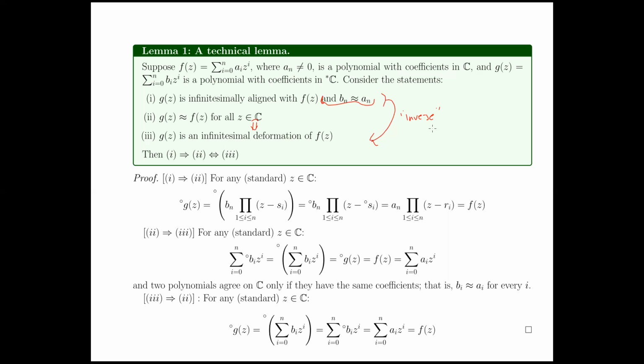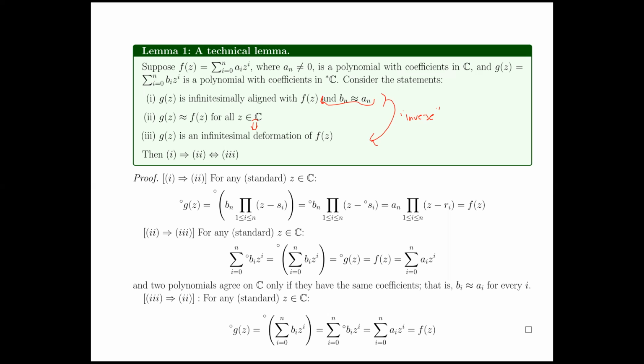These proofs are almost all the same. So how do you prove that one implies two? If they're infinitesimally aligned, so they have approximately the same roots, then they approximately agree on all standard z. Well, you take G(z) and we take its standard part. We're going to show that it equals F(z), for a standard z. So I'm going to take the standard part of G(z).